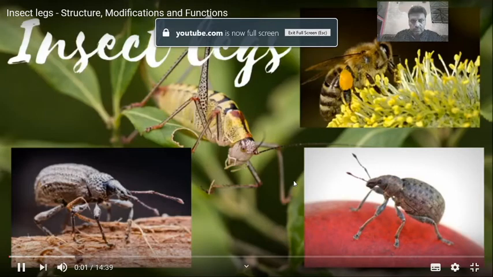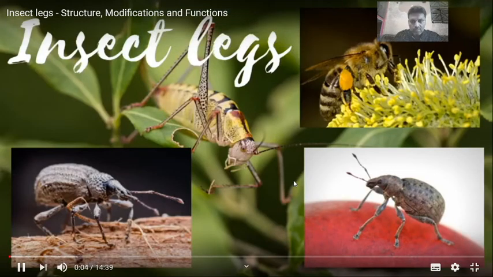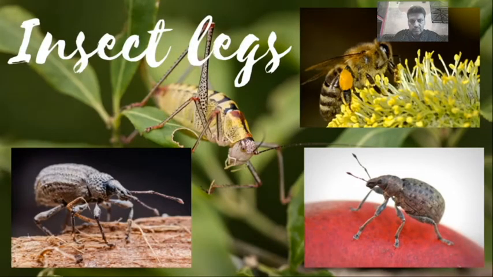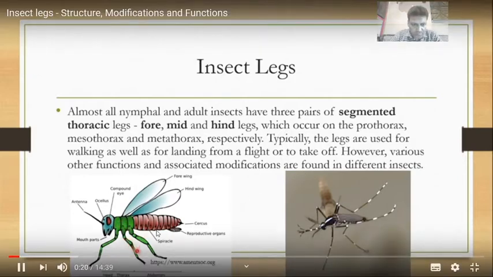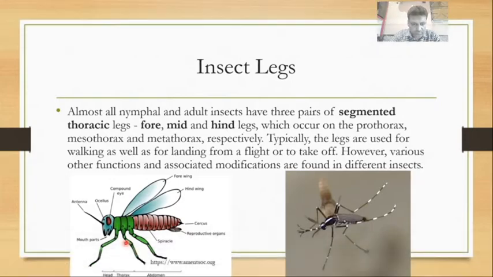Hello and welcome to my class. In this video, I am going to talk about structure, modifications and functions of insect legs. Almost all nymphal and adult insects have three pairs of legs. These legs are thoracic, that is, they originate from the thorax, and they're segmented, which means they're made of multiple segments. Insect's thorax is made of three segments, the prothorax, mesothorax and metathorax. And from each of these segments, one pair of legs comes out.